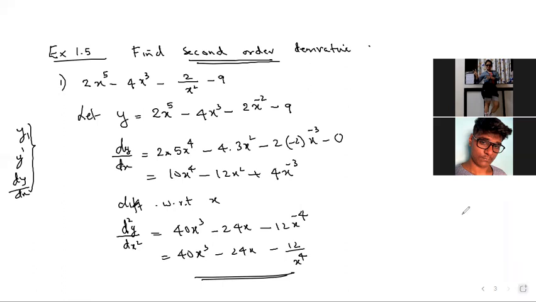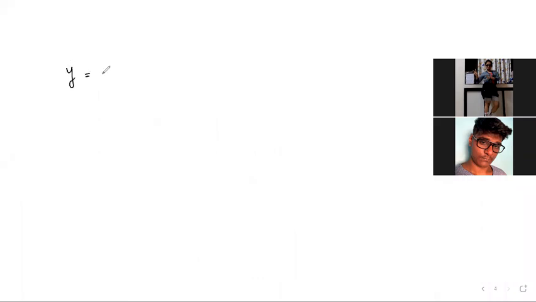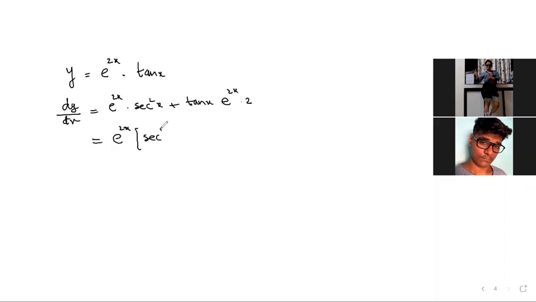Question number 2. y is equal to e raised to 2x into tan x. Find the second order derivative. So dy by dx is e raised to 2x into derivative of tan x plus tan x into derivative of e raised to 2x. So take e raised to 2x common: sec square x plus 2 tan x.